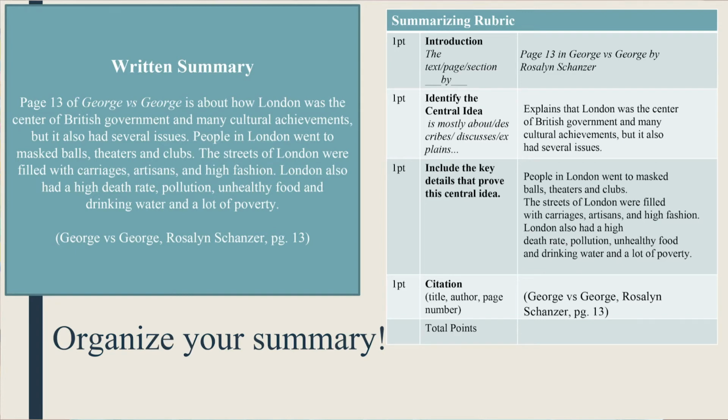Page 13 of George versus George is about how London was the center of British government and many cultural achievements, but it also had several issues. People in London went to masked balls and theaters and clubs. The streets of London were filled with carriages, artisans, and high fashion. London also had a high death rate, pollution, unhealthy food and drinking water, and a lot of poverty. And end it with our citation, George versus George, Rosalind Schanzer, page 13.